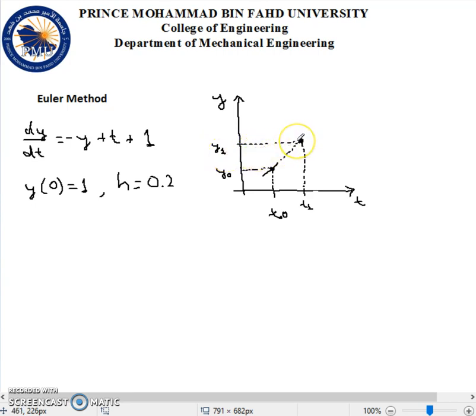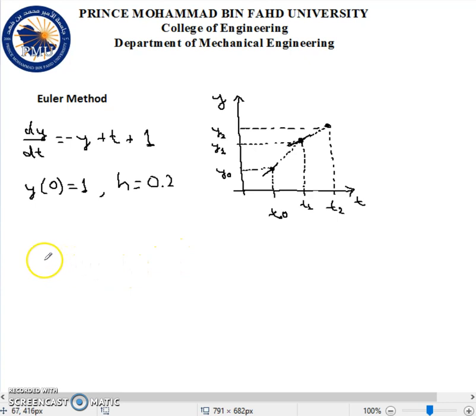Now, we proceed with exactly the same approach. We come to point 1, find the slope, and extrapolate until t2. So this here is t2, corresponding to y2.